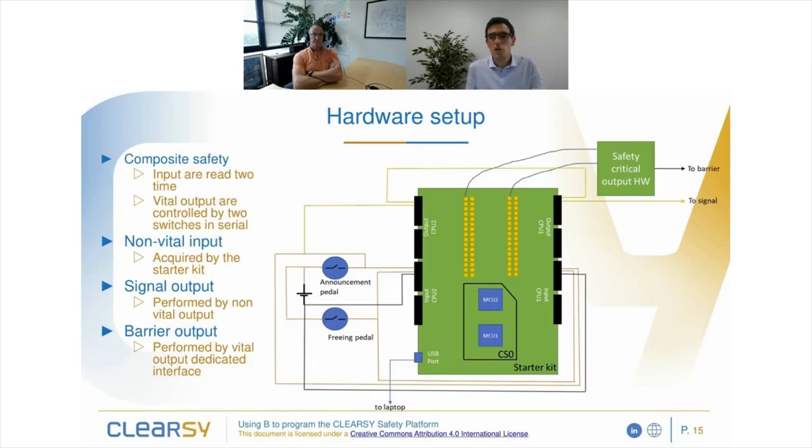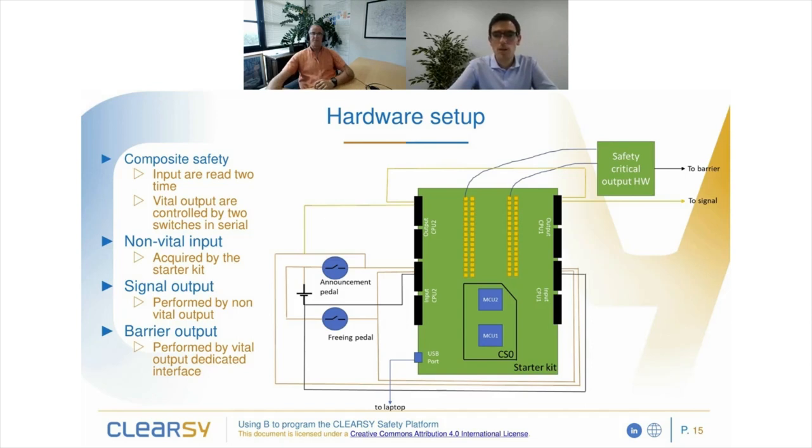In terms of implementation, the hardware setup looks like on the drawing. We have the computing board, CS0, plugged into the motherboard, which provides inputs and outputs for the signal. The output for the barrier is controlled through a dedicated board, which is called safety critical output hardware. What is worth noticing here is that we have 2 paths for the acquisition of the push button of the announcement pedal and the freeing pedal. Each path is connected to CPU 1 or CPU 2.